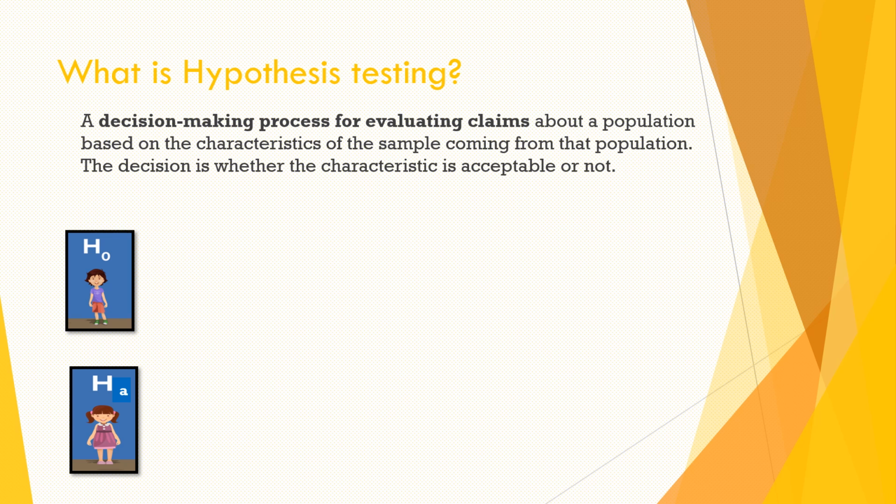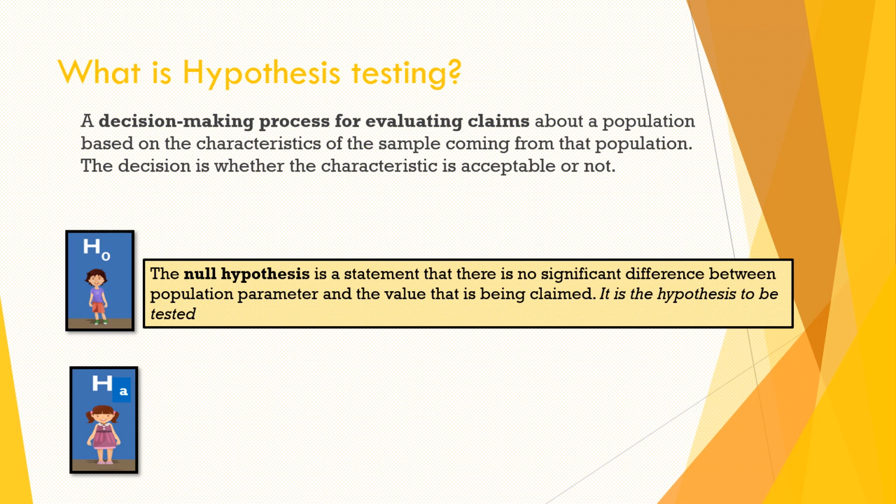Now there are two types of hypothesis. The first type of hypothesis is the null hypothesis. What is a null hypothesis? Null hypothesis is a statement that there is no significant difference between population parameter and the value that is being claimed. Ano pong ibig sabihin nun?